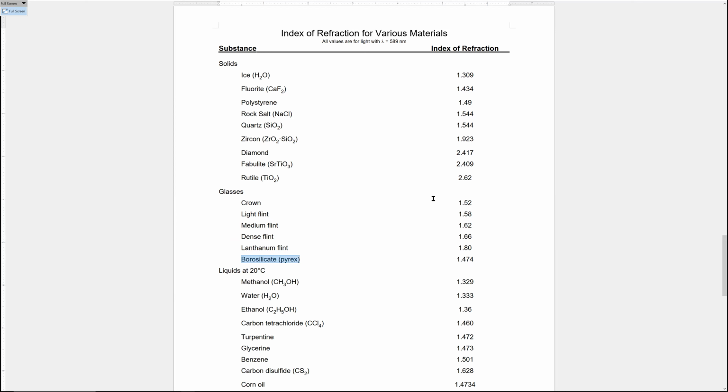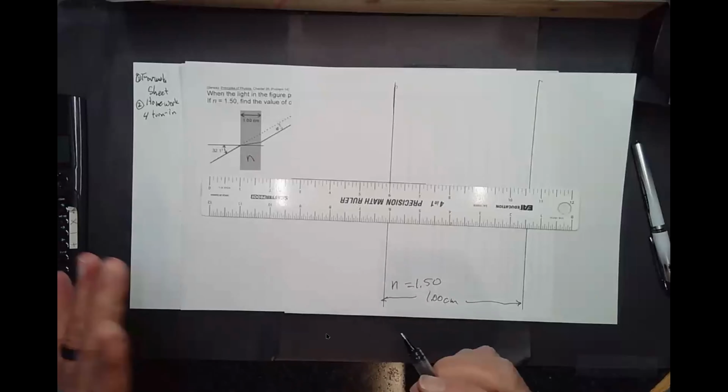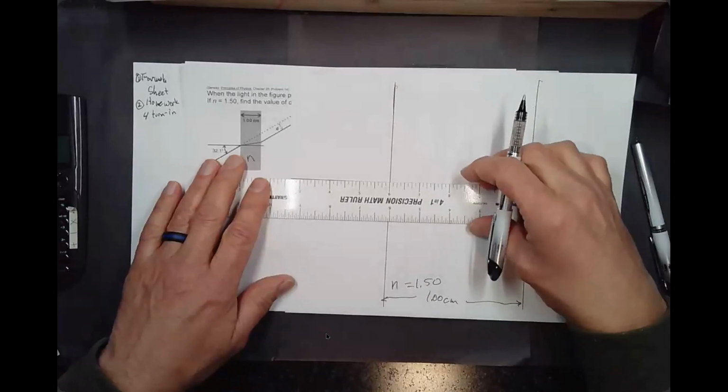Okay. You're still on the index of refraction sheet. Whoops. Okay. Got to get back. Thank you. All right. Where's my mouse pointer? All right. Back to this thing. Okay. I should know. There's the green outline around it.